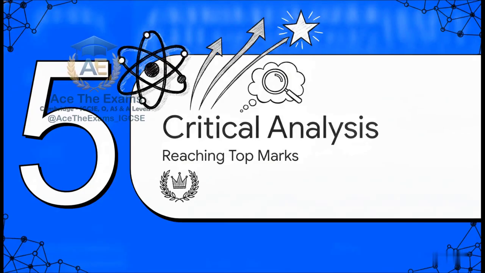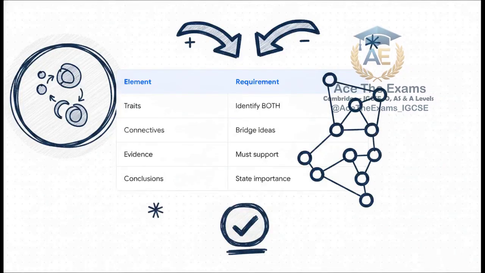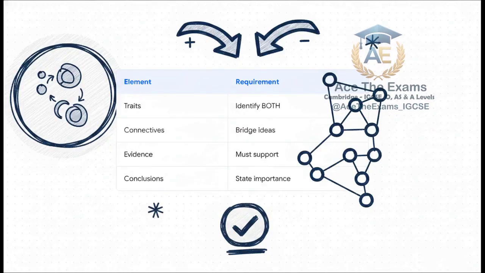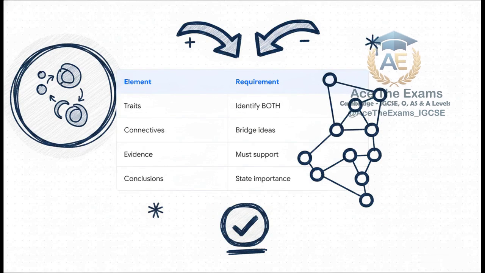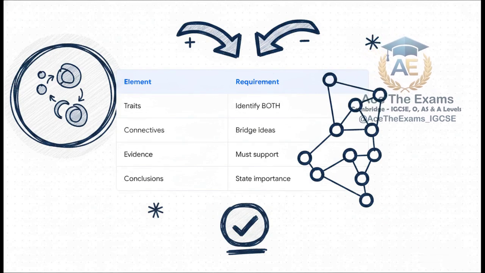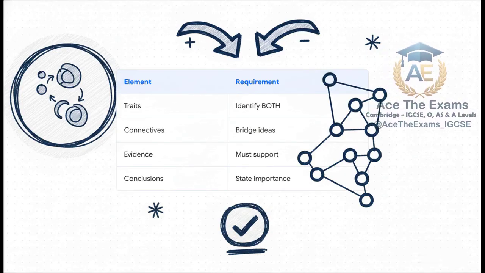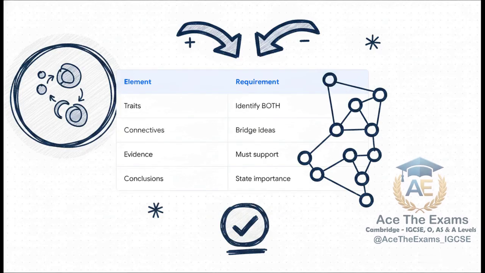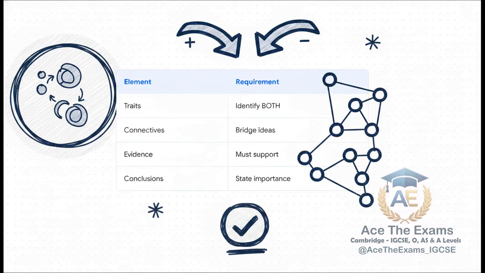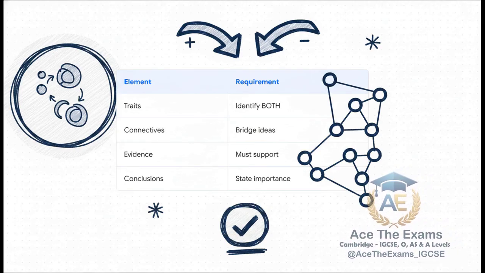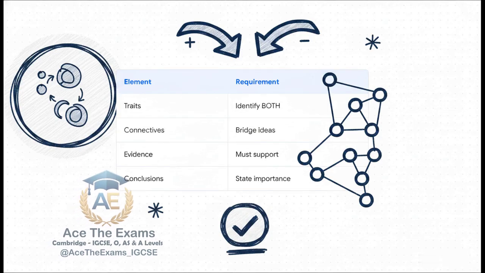All right, section 5, frameworks for critical analysis, reaching top marks. And this brilliantly illustrates what we mean. When you're asked to compare concepts, like nuclear fusion and fission, you absolutely cannot just list facts. The rubric demands that you identify both similarities and differences. Plus, it is mandatory to use comparative connectives to bridge your ideas. Every single comparison has to be supported by evidence extracted from the data, and your conclusions must explicitly state the relative importance of your findings. It's a strict, rigorous convention. Mastering it, totally non-negotiable for top marks.